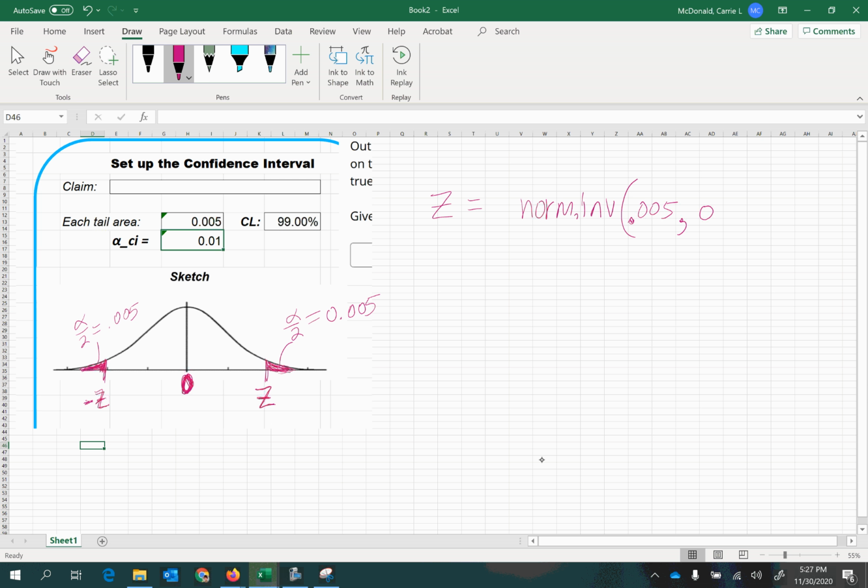Z-scores always have a mean of 0 and a standard deviation of 1. Now, if we do this, we're going to get a negative result, and we want a positive result. So we are going to also nest it inside of another function, ABS, for absolute value. So that will get rid of the negative for us. And so that's going to represent the distance from 0. Okay? And once we have that, we'll know how many standard errors to add in each direction.